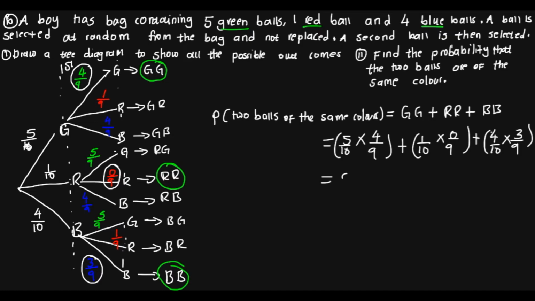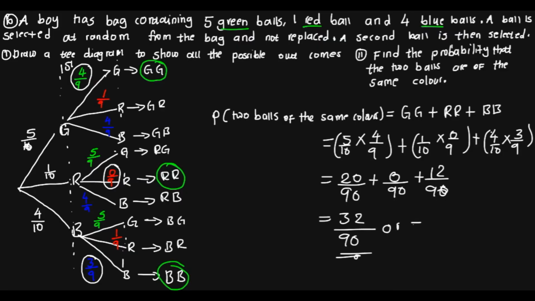5 times 4 is 20 over 90, plus 1 times 0 is 0 over 90, or we can just say 0, plus 4 times 3 is 12 over 90. So we can just remove this. We can add them directly since they have the same lowest common denominator, 90. So we can just say 20 plus 12 is 32 over 90. So we can leave our answer like this, or we can reduce.